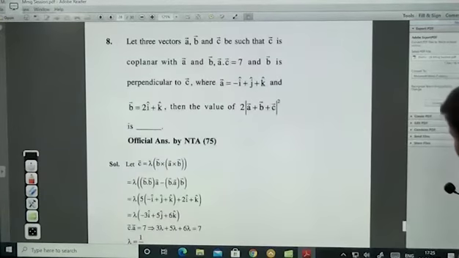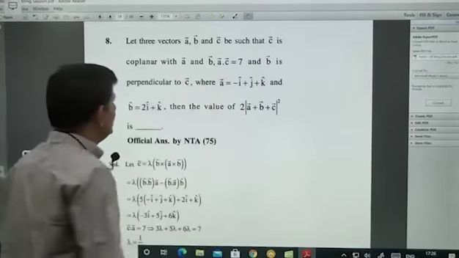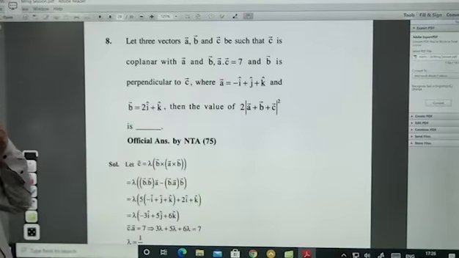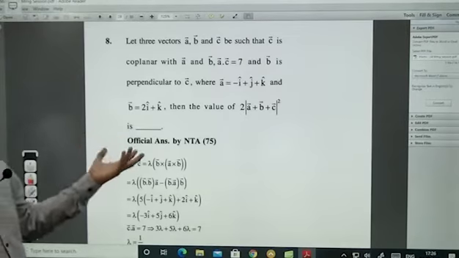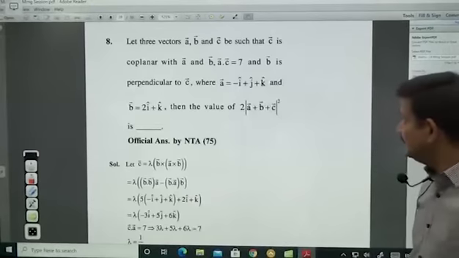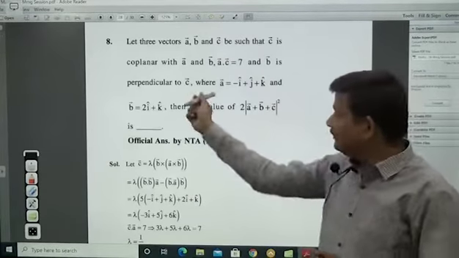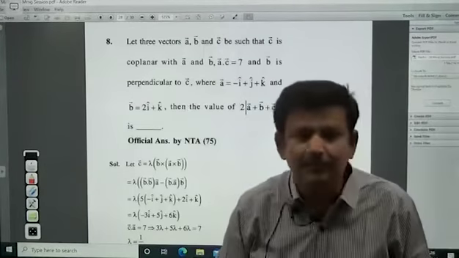A, B, C are vectors such that C is coplanar with A and B. If C is coplanar with A and B, you can write C as a linear combination of A and B. Or, B is given to be perpendicular to C. C is given to be perpendicular to B.